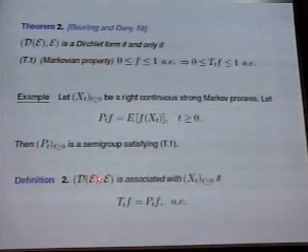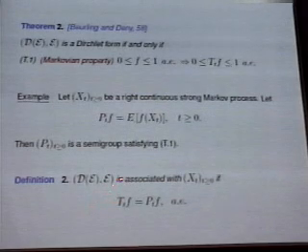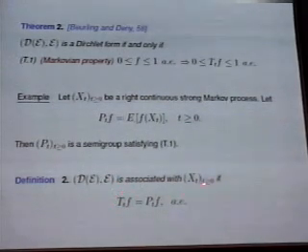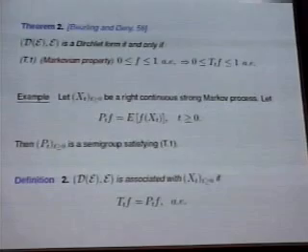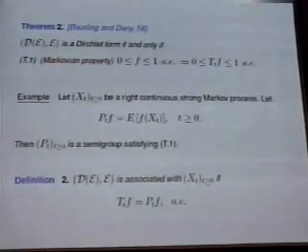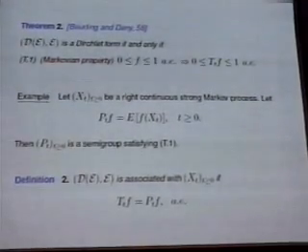And so now it is said that a Dirichlet form is associated with a Markov process if and only if the semigroup, this semigroup, is the same. In other words, the two things are the same. Then this is the association.